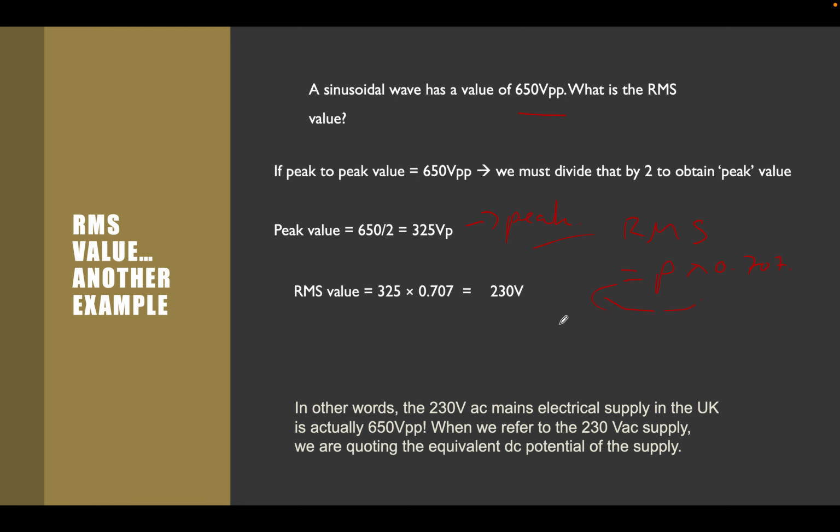So in other words, the 230 volts AC mains electrical supply in the UK is actually 650 volts peak to peak. When we refer to the 230 volts AC supply, we are quoting the equivalent DC potential of the supply. So don't panic about that, just be aware of that.